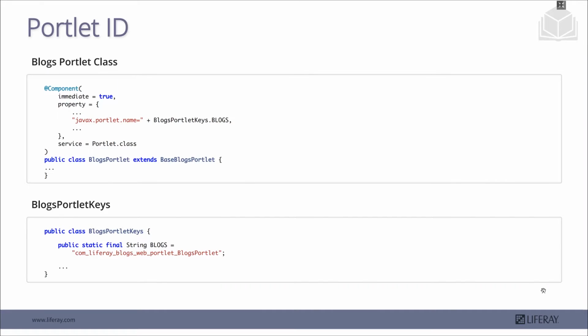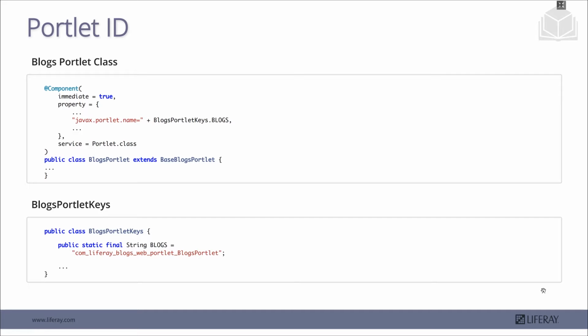One example is the blogs portlet. In the component annotation, you'll see the javax.portlet.name, BlogsPortletKeys.BLOGS. Oftentimes in Liferay, we have abstracted out the name of the portlet into its own class. And so the class BlogsPortletKeys has the name of the portlet, com.liferay.blogs.web.portlet.BlogsPortlet.